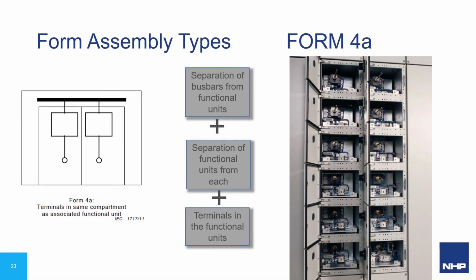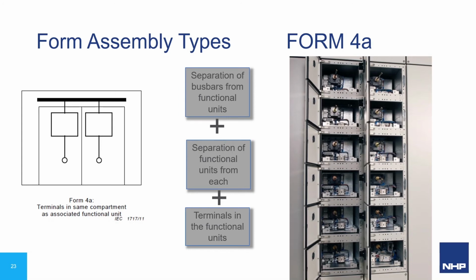Form 4A and 4B will tell us where we place the terminals for external conductors. For Form A, we have all the same requirements as Form 3B, except now the terminals for external conductors are placed in the same compartment as our functional unit. This gives us separation of all our terminals and gives us a clear cable zone that will only be filled with insulated cables.